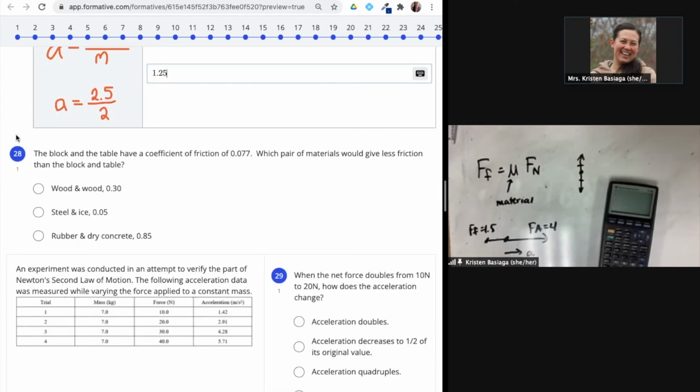For number 28, the block in the table has a coefficient of friction that is actually already quite small, 0.077. In order to have less friction, I'm looking for a coefficient that is less than that. So this is 0.077, or 77 thousandths. Okay, so it can't be 300 thousandths. So it's not wood and wood. It's steel and ice. Notice that 0.05 is less than 0.077. So lowering the coefficient makes it a smoother material, so lower friction force.